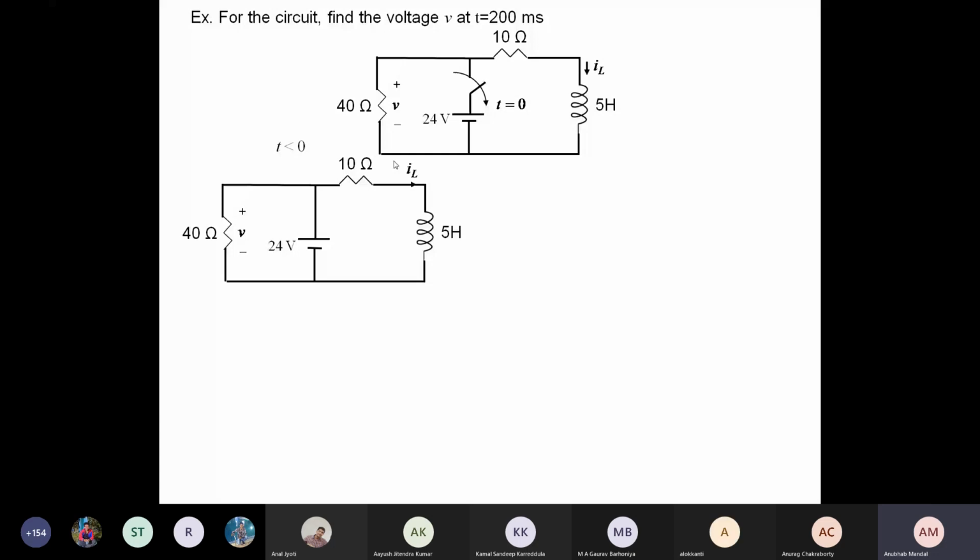For t less than 0, this is the circuit. Since this is a DC source, the inductor will not have any effect. So the current through the inductor is basically 24 by 10, which is 2.4 ampere. And for t less than 0, this whole voltage is applied across this.